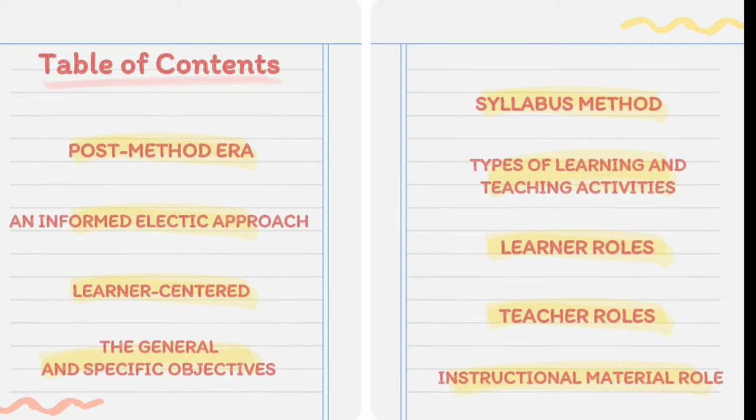As you can see, here is the list of the topics we are going to discuss in this presentation. There are the post-method era, an informed eclectic approach, learner-centered, the general and specific objectives of learner-centered, the syllabus model in learner-centered, types of learning and teaching activities in learner-centered, the learner roles in learner-centered, teacher roles in learner-centered, and the instructional material roles in learner-centered.